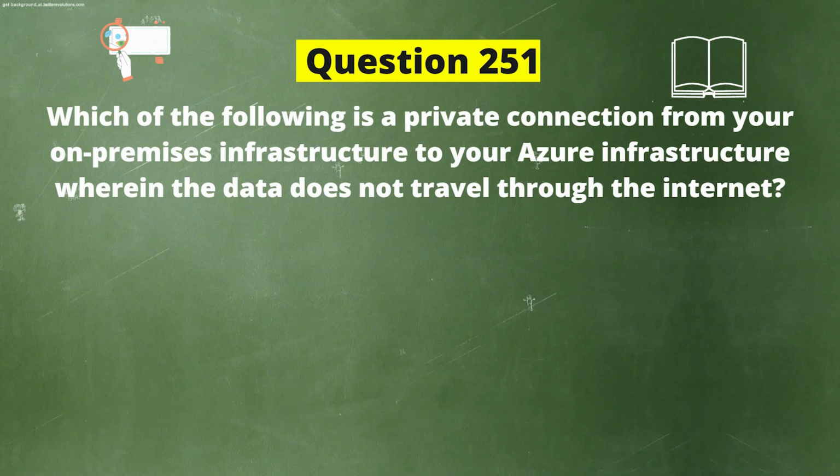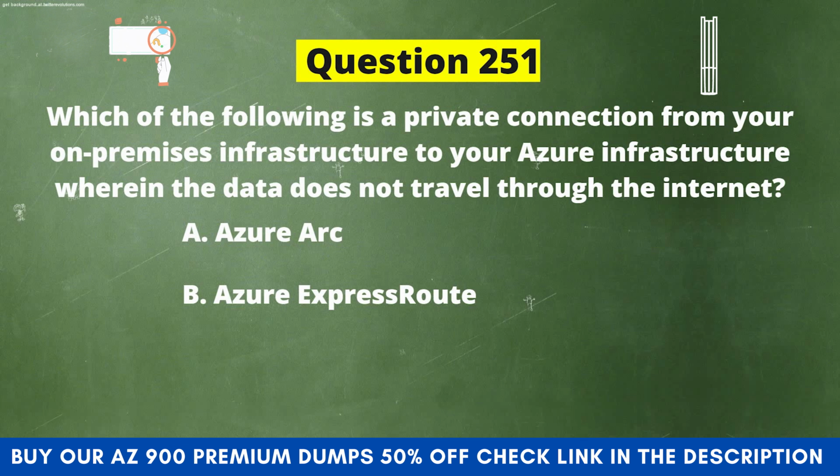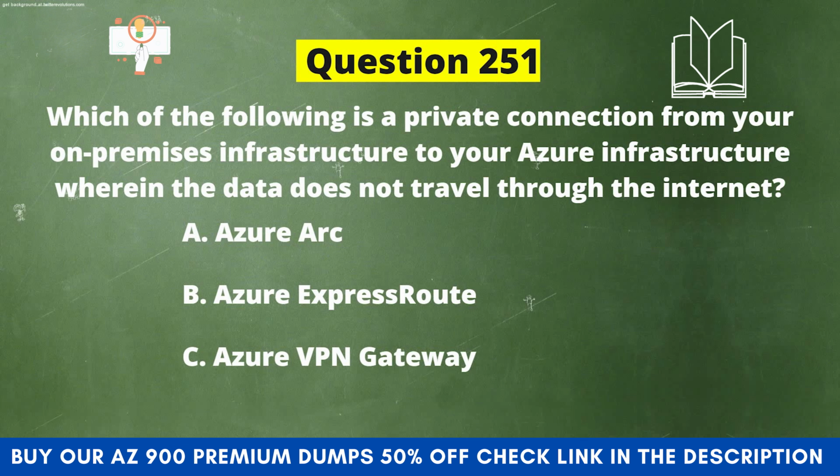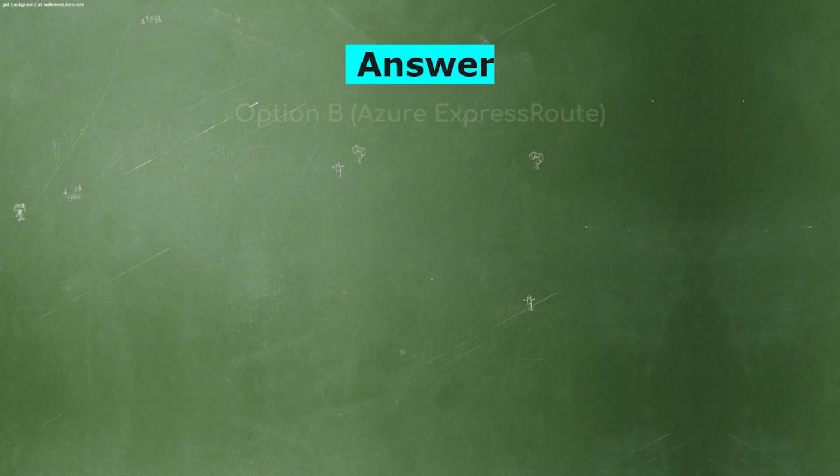Next question. Which of the following is a private connection from your on-premises infrastructure to your Azure infrastructure, wherein the data does not travel through the internet? And the options are A. Azure Arc, B. Azure ExpressRoute, C. Azure VPN Gateway, D. Azure DNS. And the correct answer is option B.